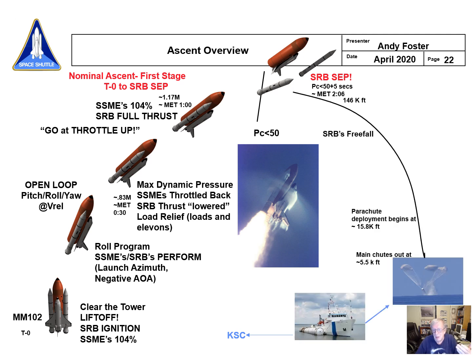And of course, what the solids are doing while the vehicle continues on into orbit on the main engines is they're free falling down until they get to a little below 16,000 feet. That's where the parachute deployment sequence begins. Main chutes will be out at 5,500. They parachute into the water, get recovered by this tug and then tug, and then go back to KSC.